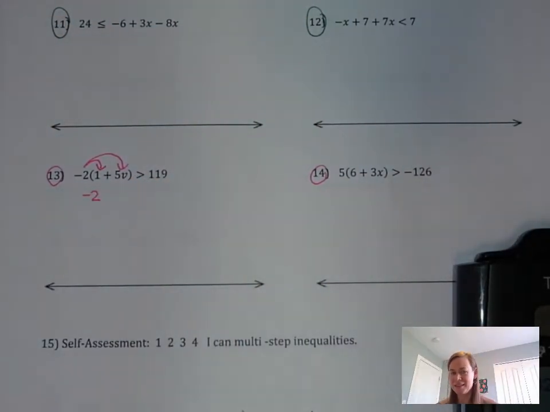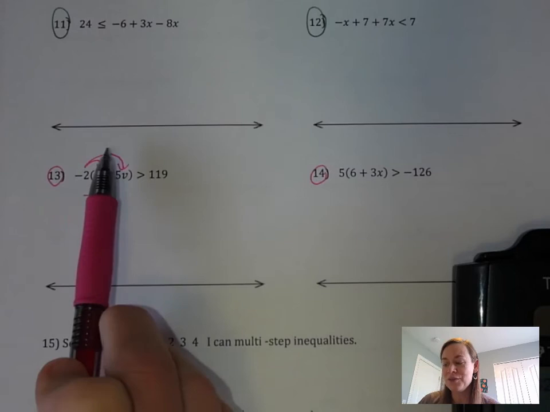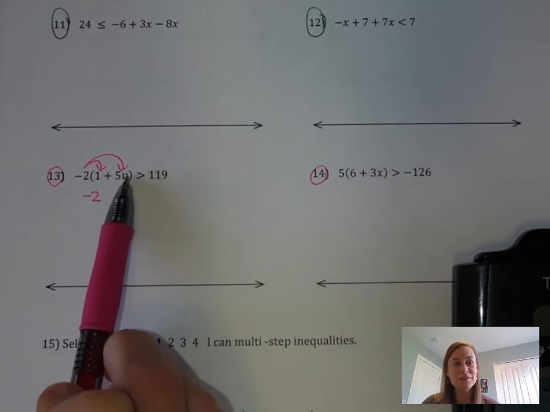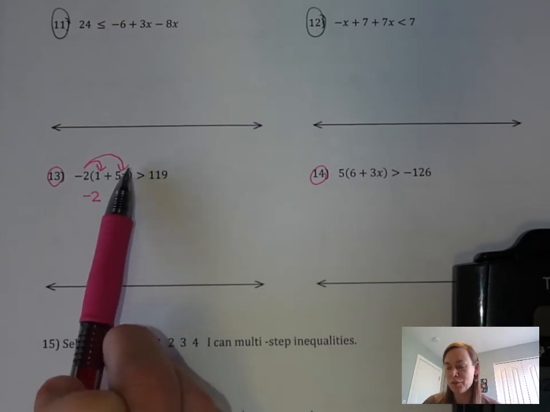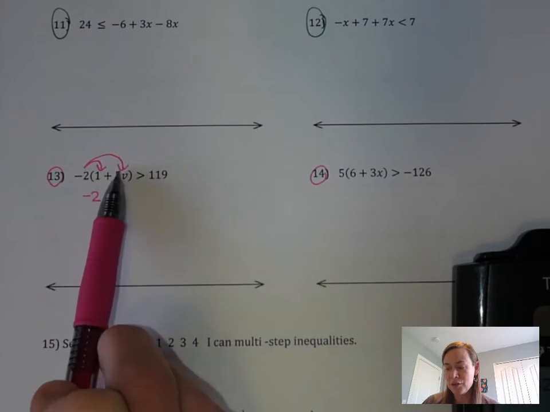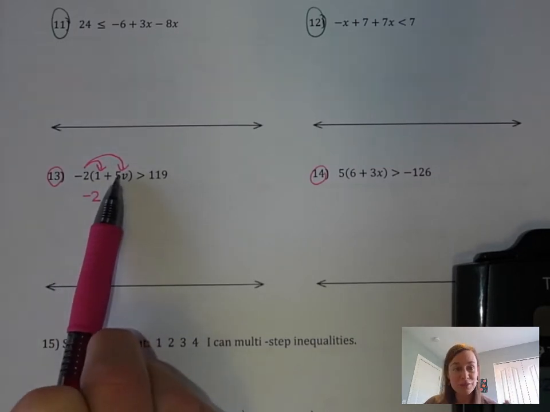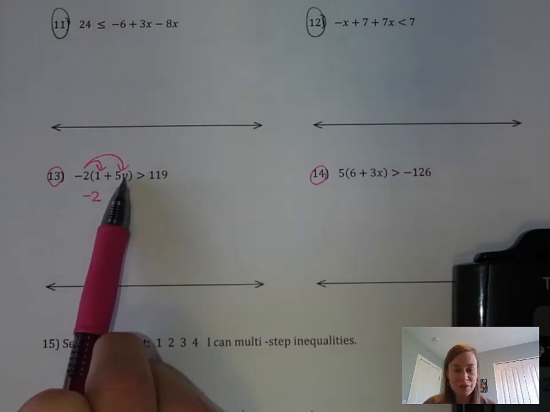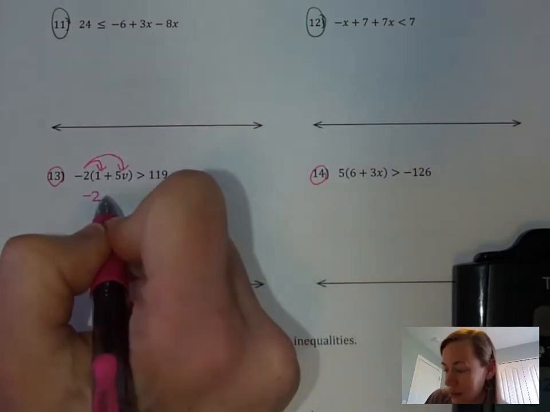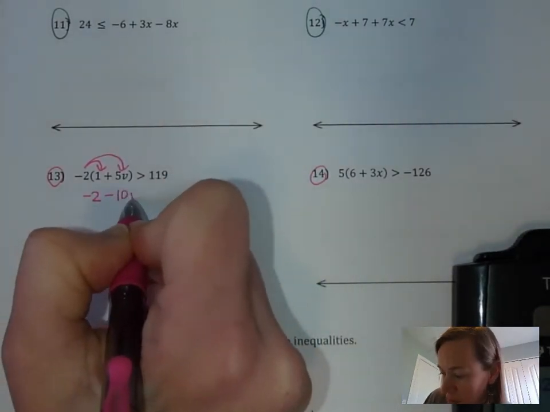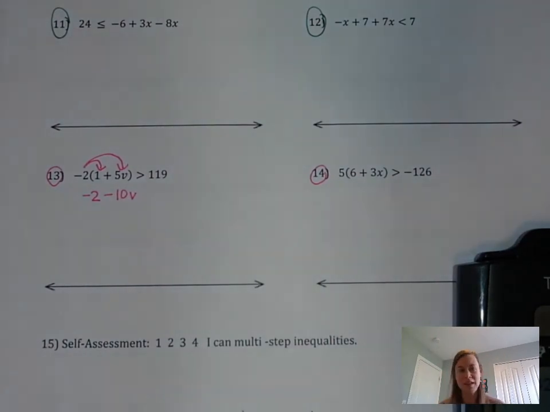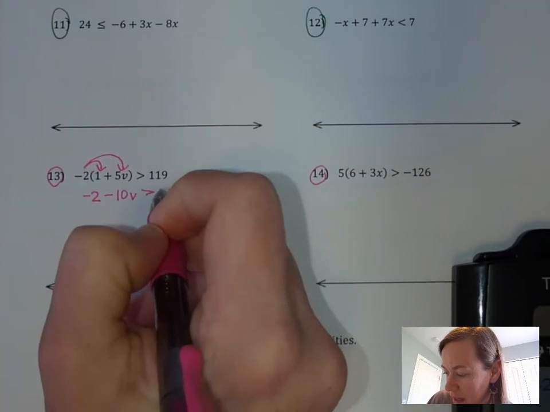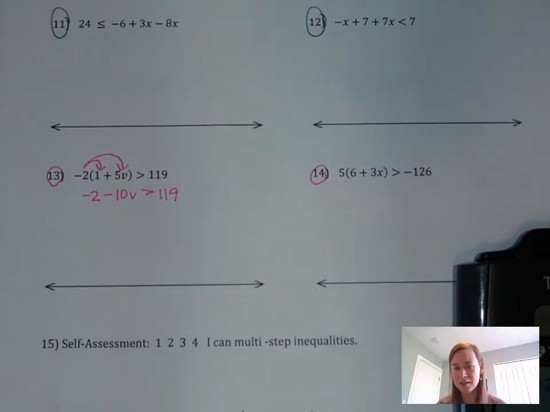All right, now negative 2 times 5v. So what you're going to do is multiply that negative 2 times the 5, and you're going to get negative 10 and then you're going to also put a v on there. So it's going to be negative 10v. It's going to look like a minus 10v, but that's perfect. That's the way it should look. Okay, and the rest of it we just bring down, greater than 119.